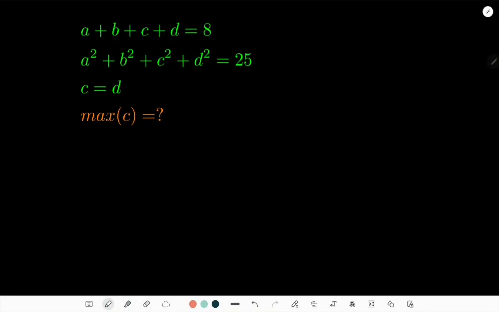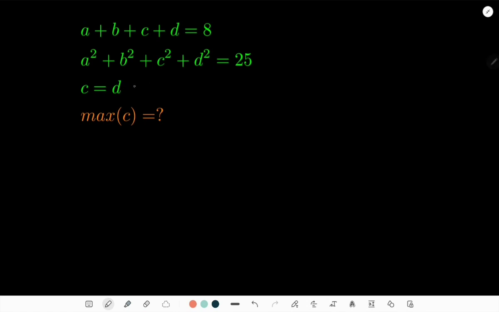Hi everyone. Today I would like to solve another problem for you. So we have three conditions based on A, B, C, D, and the problem says, can you find the maximum value of C? So if you just look at these conditions, it makes sense.